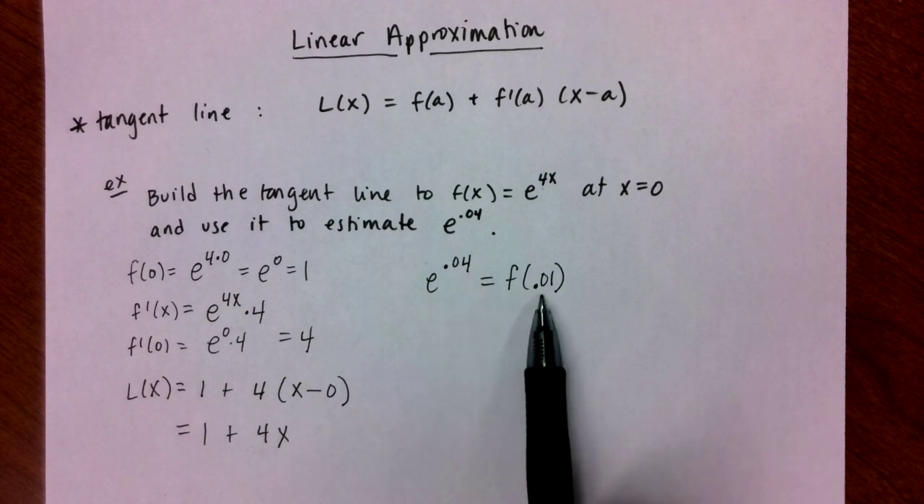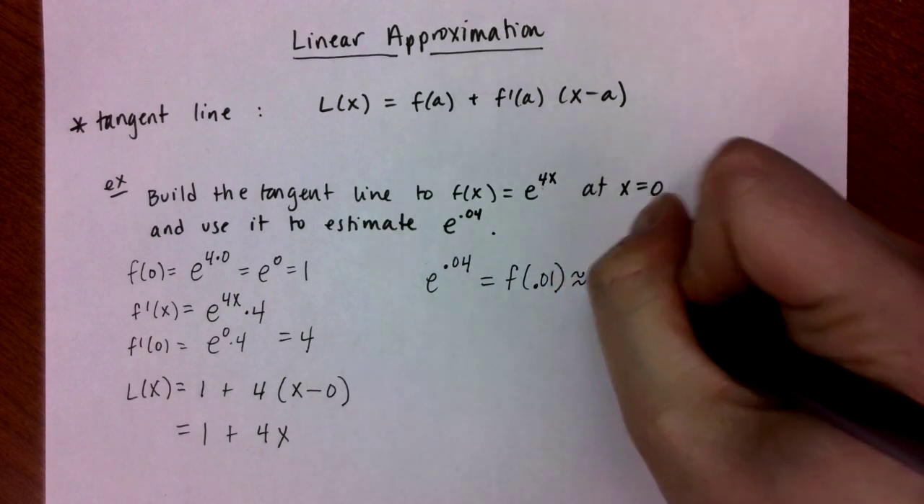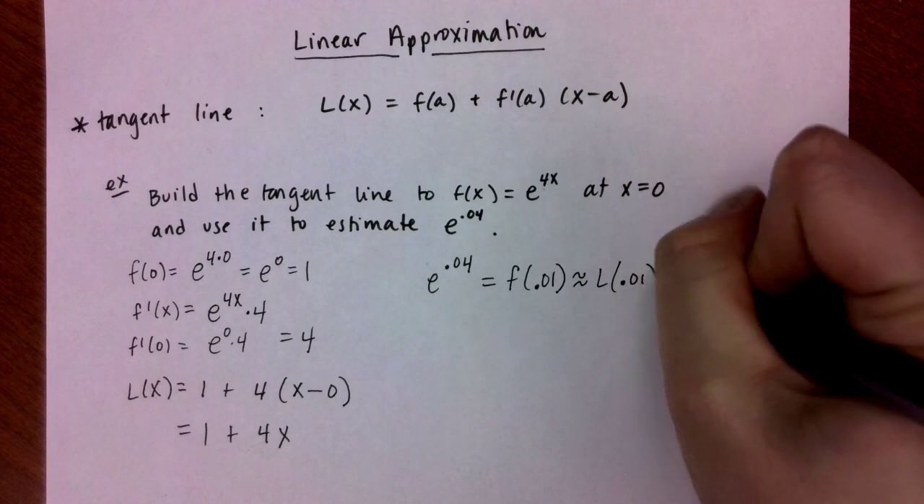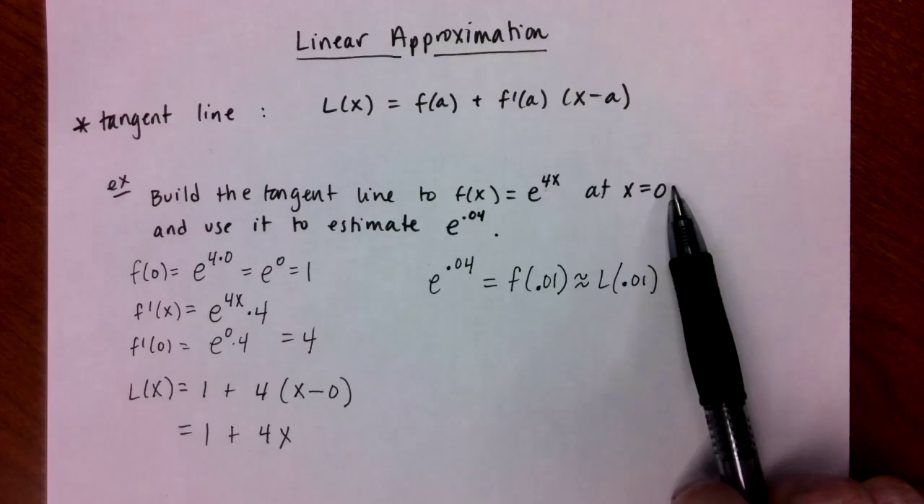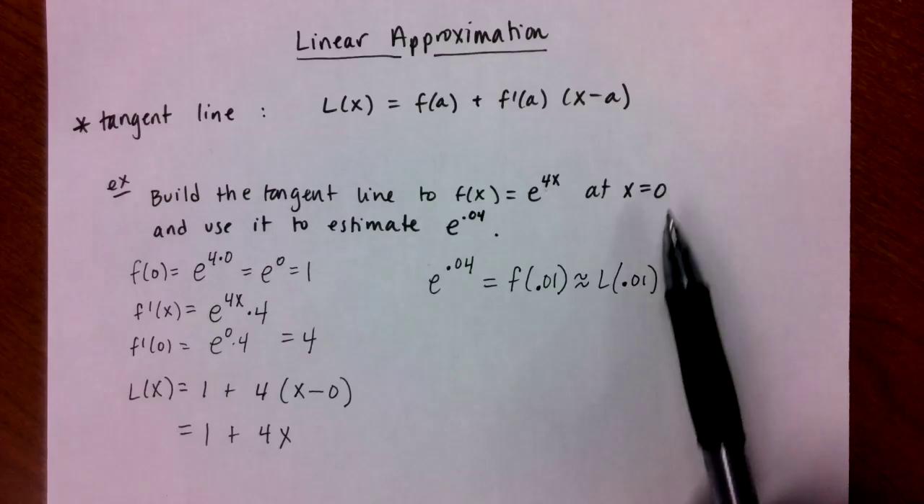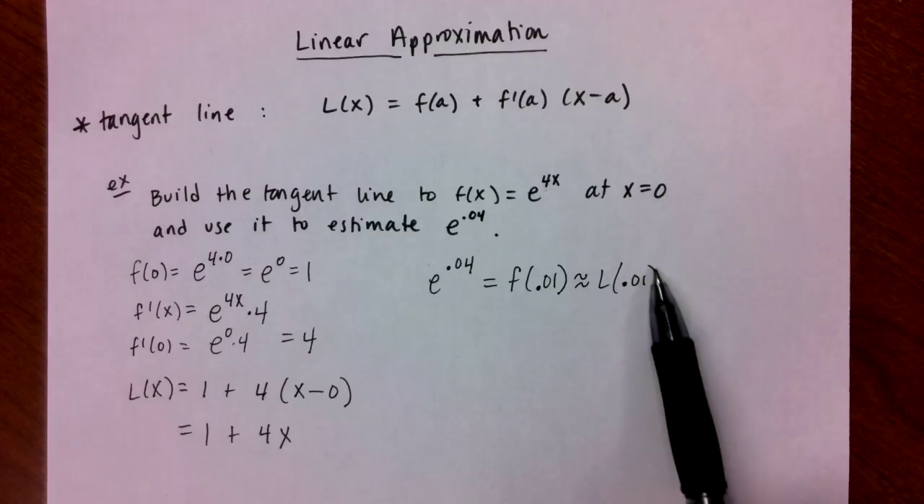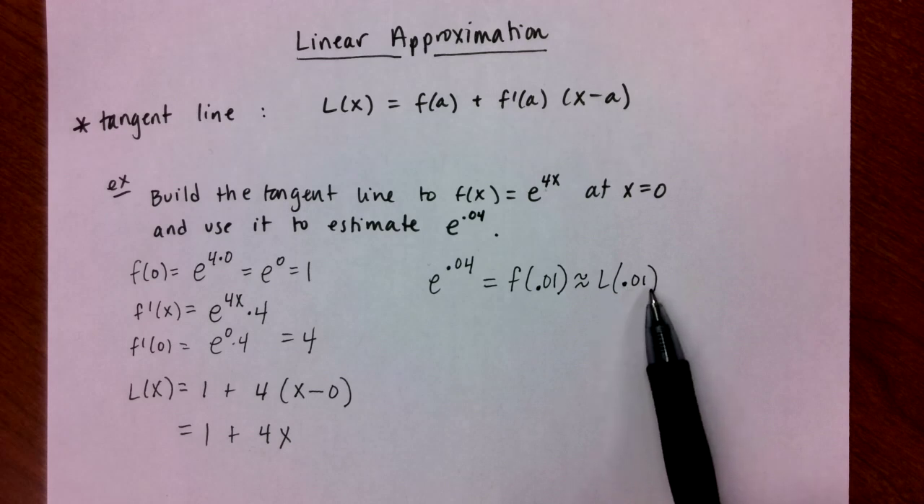So this is f of 0.01, which can be approximated by L of 0.01. Which makes sense as well because we built the tangent line at 0. So it would only make sense for it to estimate at x values very close to 0, such as 0.01.